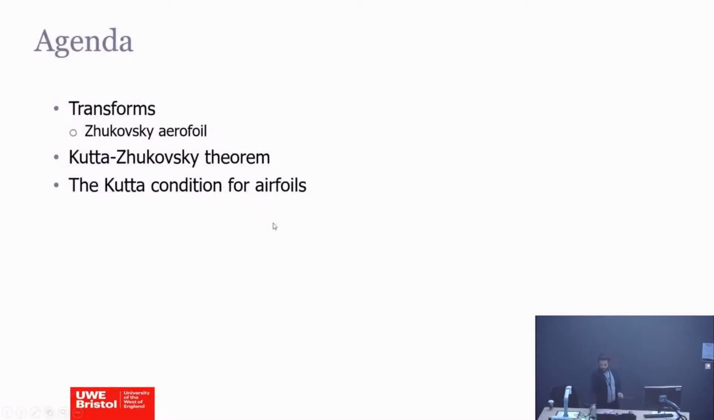Just to finish this part, and then next week we start on thin airfoil theory. I just thought we'd talk about these 4 points. So we're going to talk about transforms, and we're going to talk about the Kutta-Joukowski theorem and the Kutta condition for airfoils. The reason I'm talking about these 3 points is, remember guys, we've been talking about potential flow around ovals and circular cylinders.